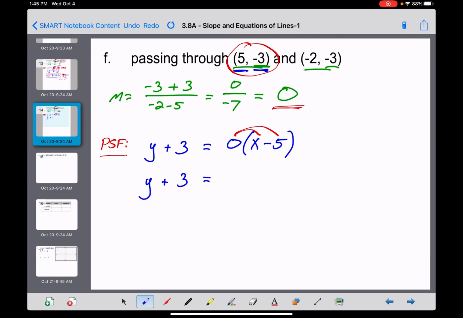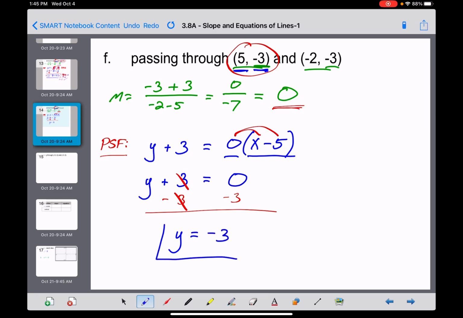Y plus 3 equals, and here's where things get just a little bit weird. 0 times anything is always going to equal 0. So that's a little bit different right here. If that slope is 0, you don't even need to bother writing the x anymore. The x is gone because you multiplied it by 0. 0 times anything is 0, and now we still do the same thing as before. We solve for y by subtracting a 3 on both sides. And we end up with this weird-looking equation of y equals -3.